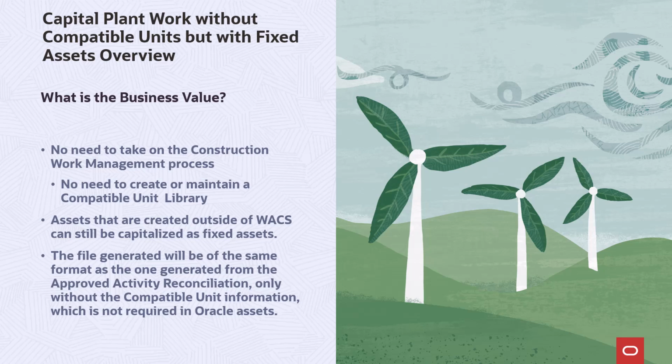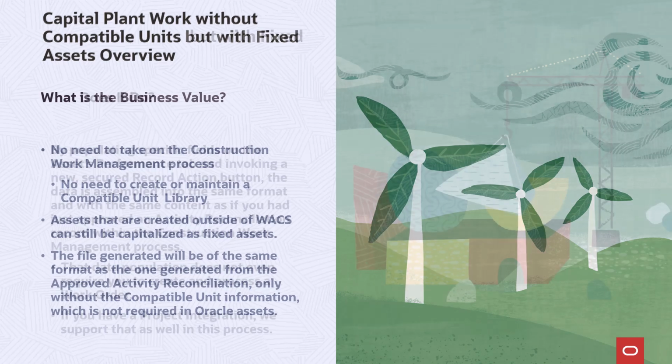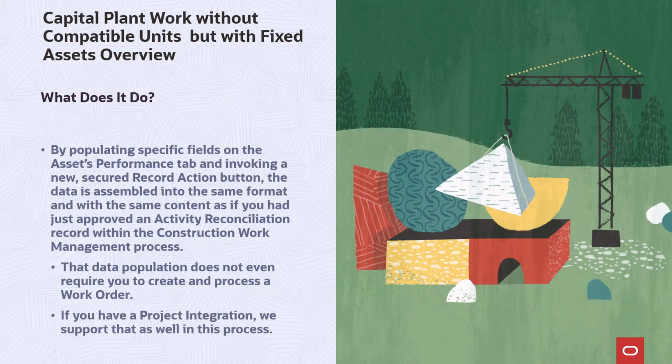That all changes in WAX 24B. We've added some fixed asset specific fields to the Asset's Performance tab that will allow the user to detail all the fixed asset related information. The update of that information is secured with a new Update Fixed Asset Information access mode. We've also added a new, secured, Send Asset Information Update record action button. When invoked, it creates the same content and in the same file format needed to send the file over to Oracle Assets via the fixed asset batch.